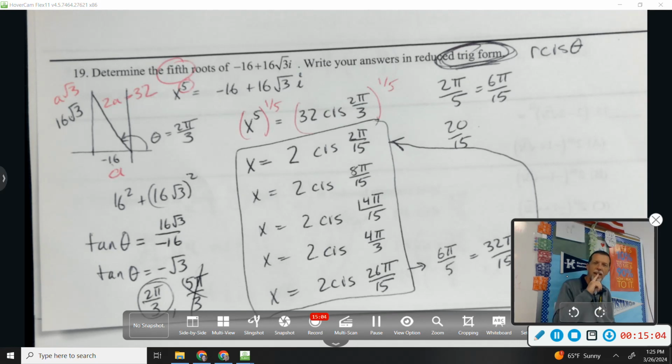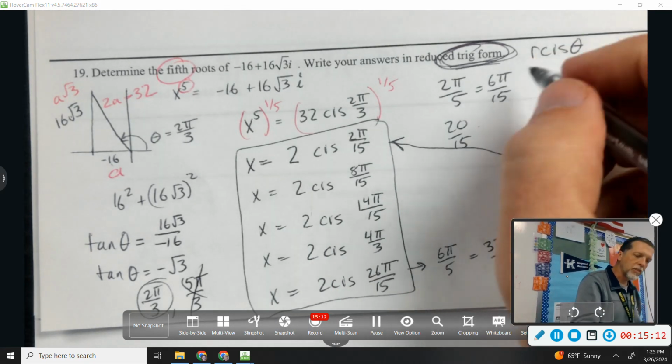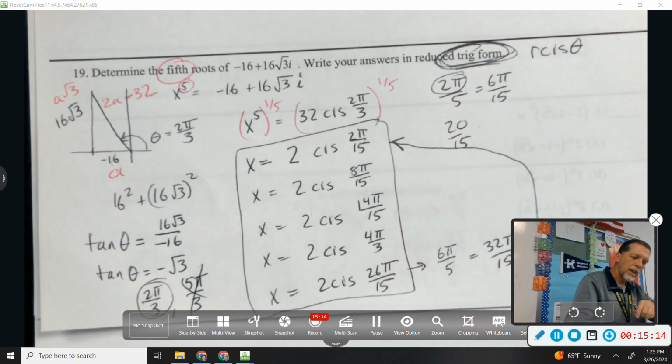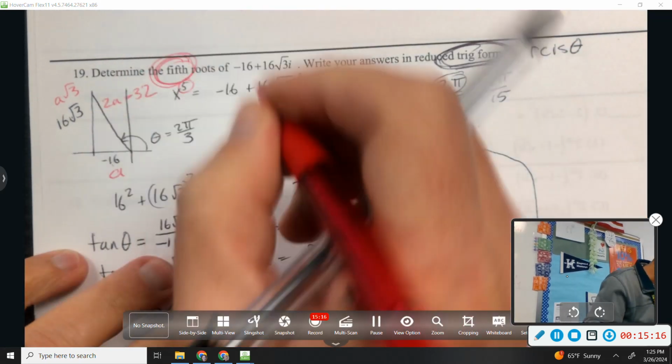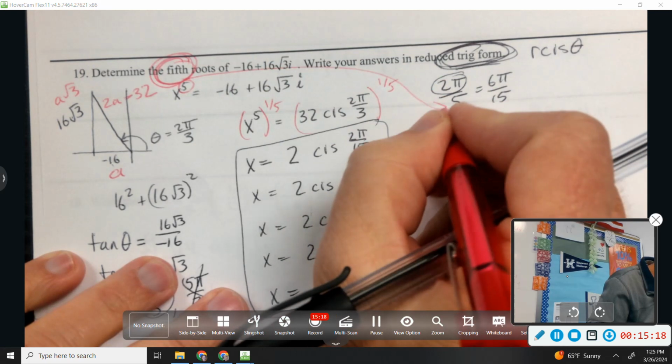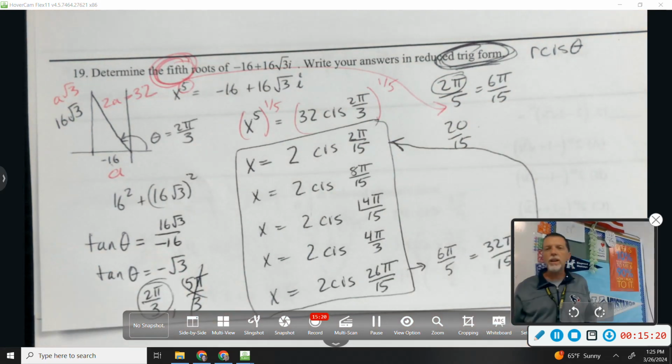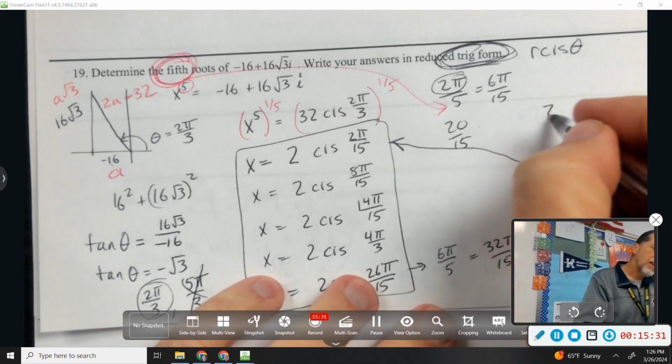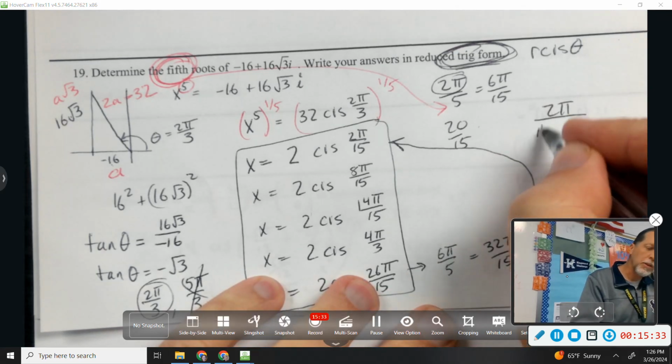Why do you add 2 pi over 5? Okay, I know that my 5 answers are equally spaced around the circle, and all the way around the circle is 2 pi, and I want to equally space 5 answers, so the angle between each answer needs to be 2 pi over 5. So however many roots there are, I put that on the bottom over 2 pi. Correct. It's always 2 pi over the number of roots.